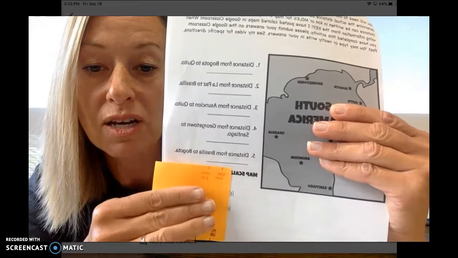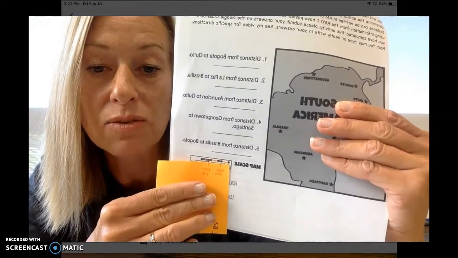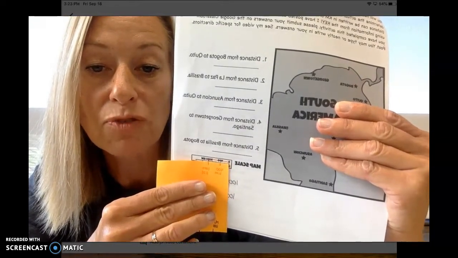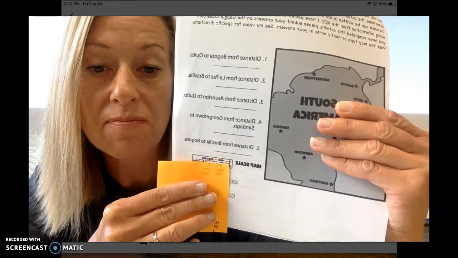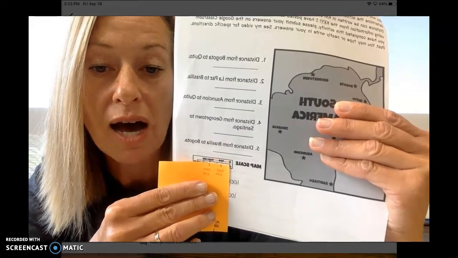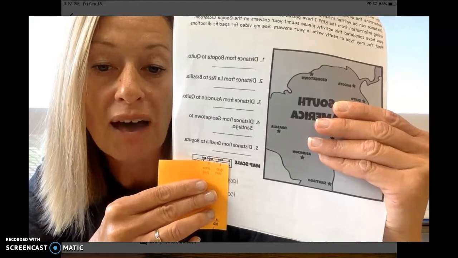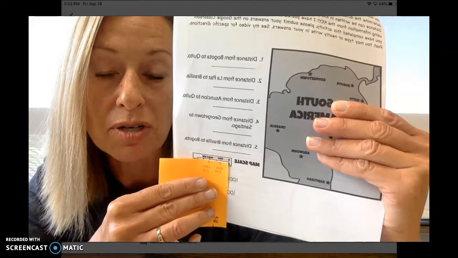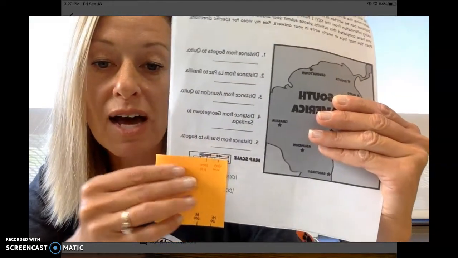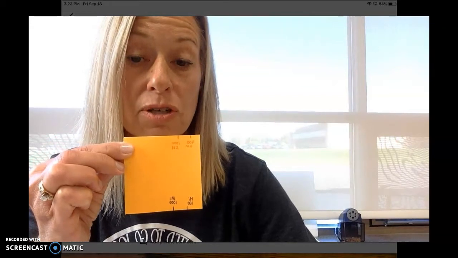I just moved this down here for kilometers. I started at 0 and went to 400 where the hash was on the scale, and wrote 400 kilometers, and then I did the 1,000 kilometer hash mark as well. So that's how, if you do not have a ruler, you will help yourself to measure using the scale and a piece of paper.